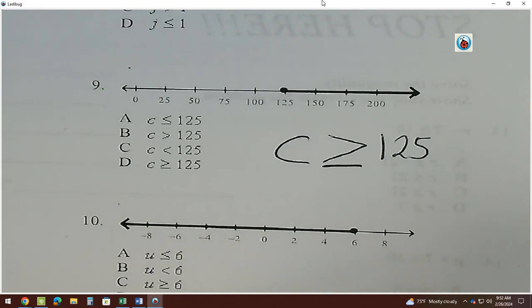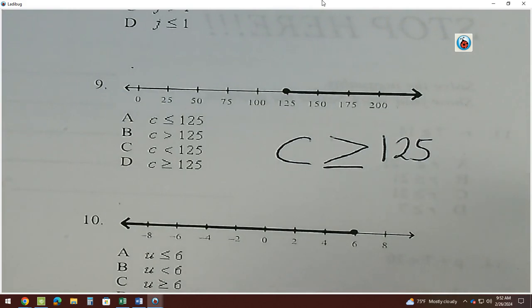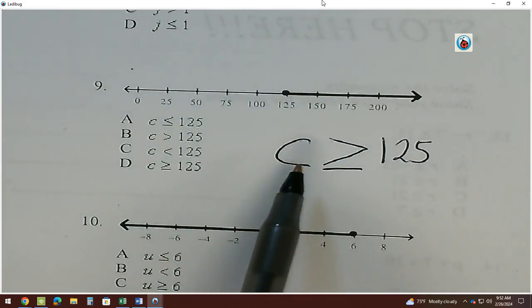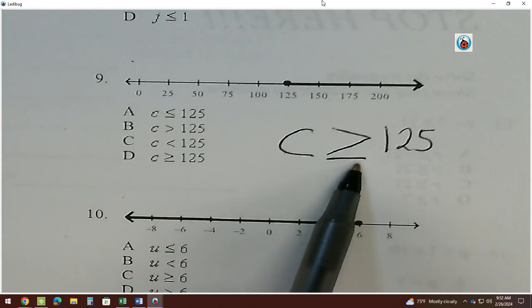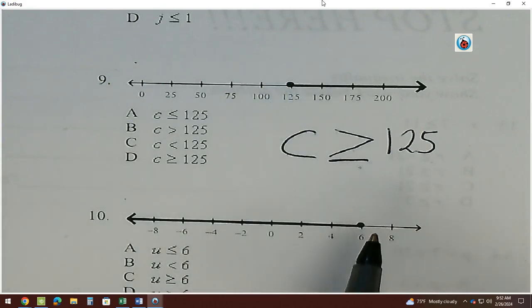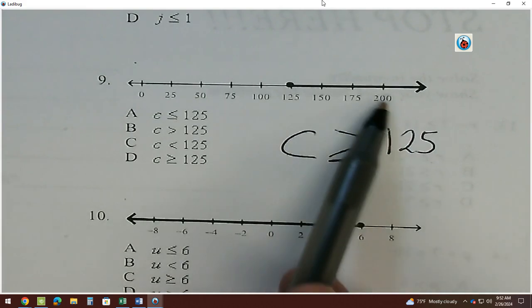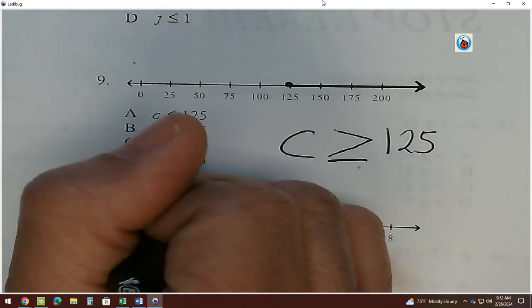Who will be the first possible answer for C? No, we don't guess, we're testing. No, 125. Why should 125 be the first one? Because it's closed. It's equal. So let's test 125. 125 is greater than 125? No, but is 125 equal to 125? That's why it's the first answer. Who's the next answer that we can test? 150. Is 150 greater than 125? Is 200 greater than 125? So what's the answer? D.